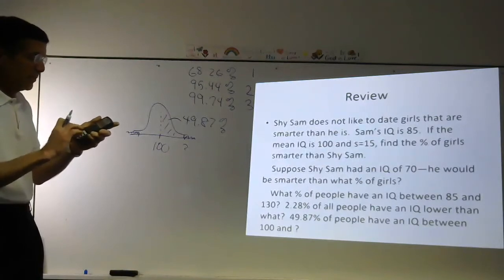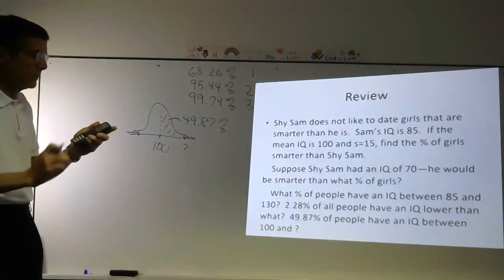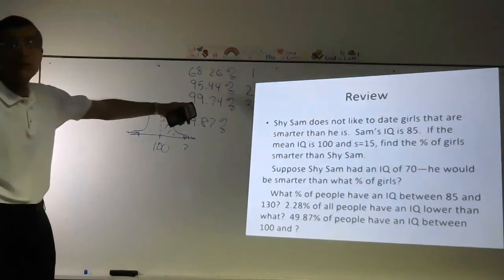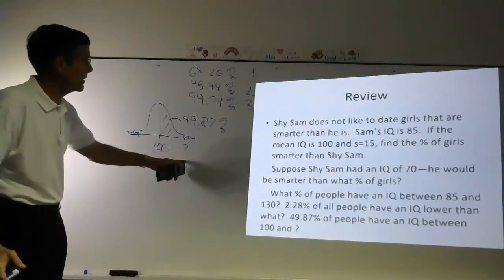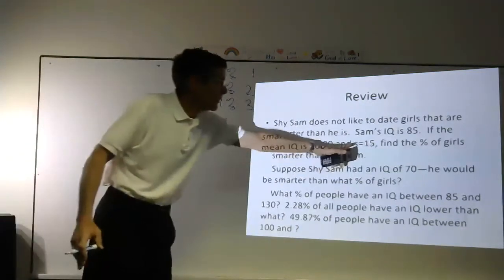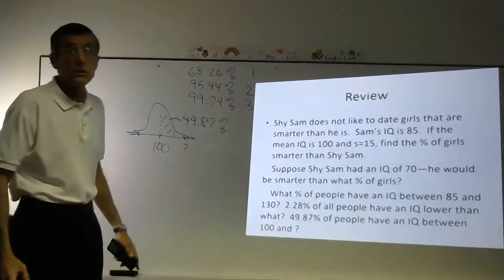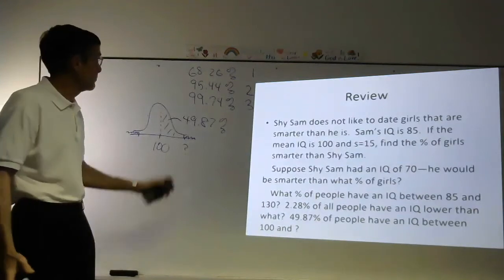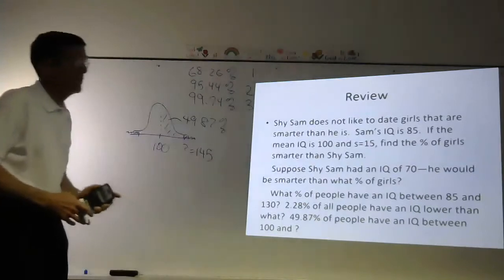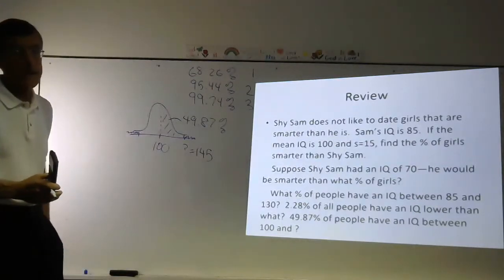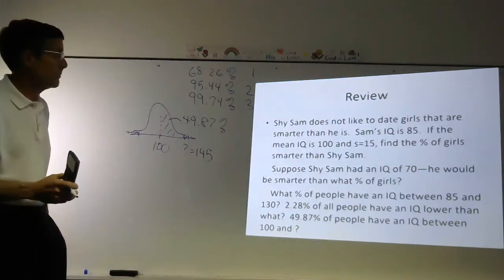49.87 times 2 is 99.74. So if you double it, you know you're 3 standard deviations away. 3 standard deviations is 3 times 15 is 45, plus 100. This has got to be 145. Okay? Everybody with me on that?